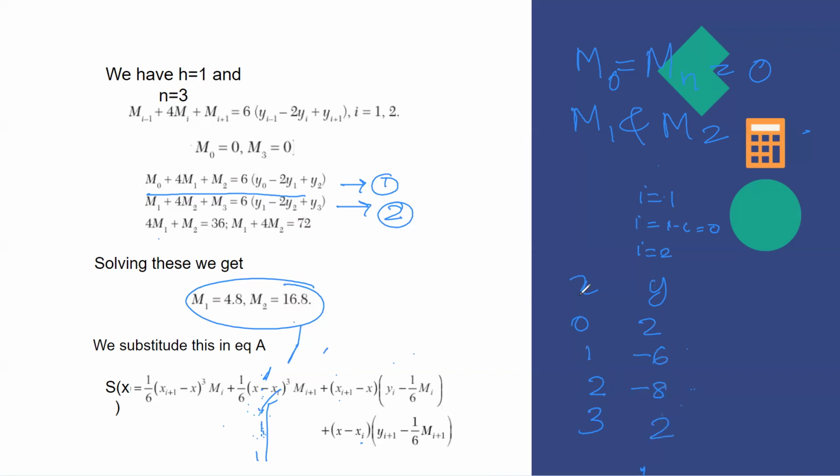2. From these points, there are 3 intervals: between 0 and 1, 1 and 2, and 2 and 3. So 3 intervals and we get 3 cubic spline polynomials. We have 3 intervals and we have to find a cubic spline polynomial for each of these intervals. So we have to solve this S of x equation 3 times to get 3 cubic spline polynomials. So this is interval 1, interval 2, and this is interval 3.